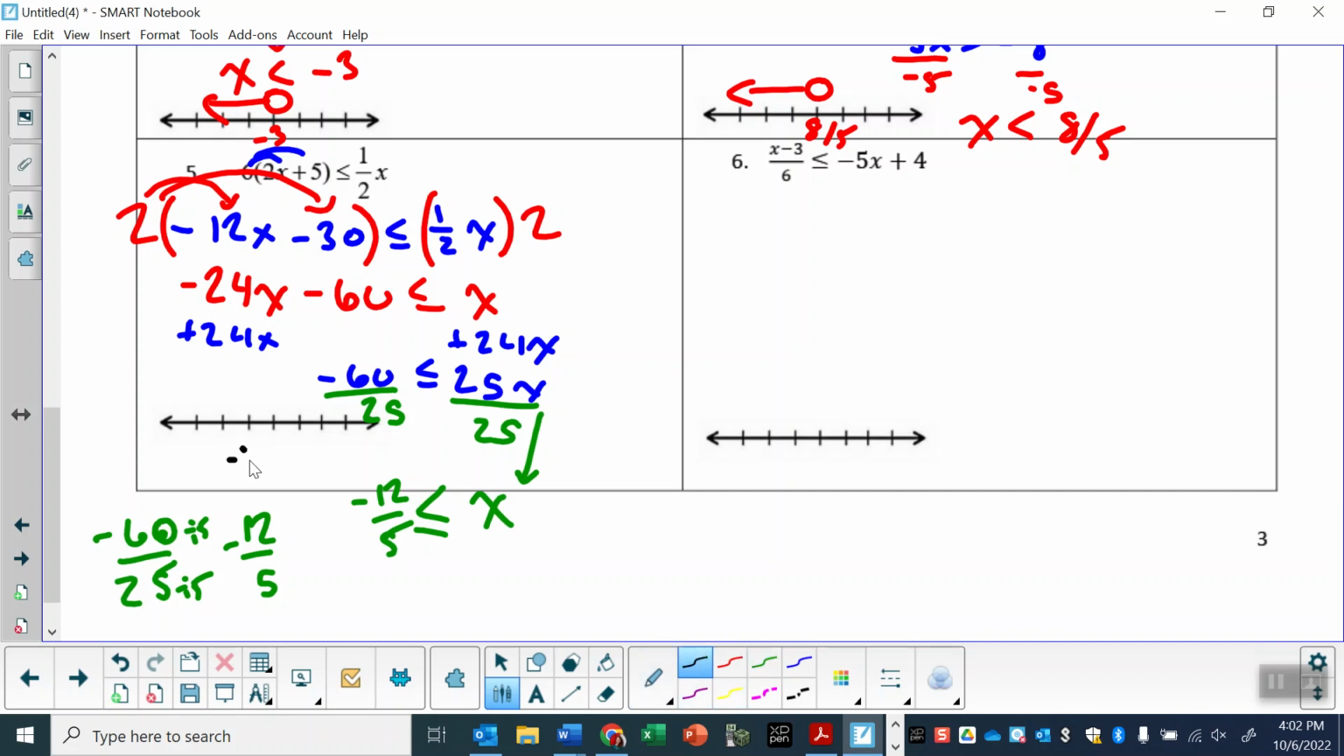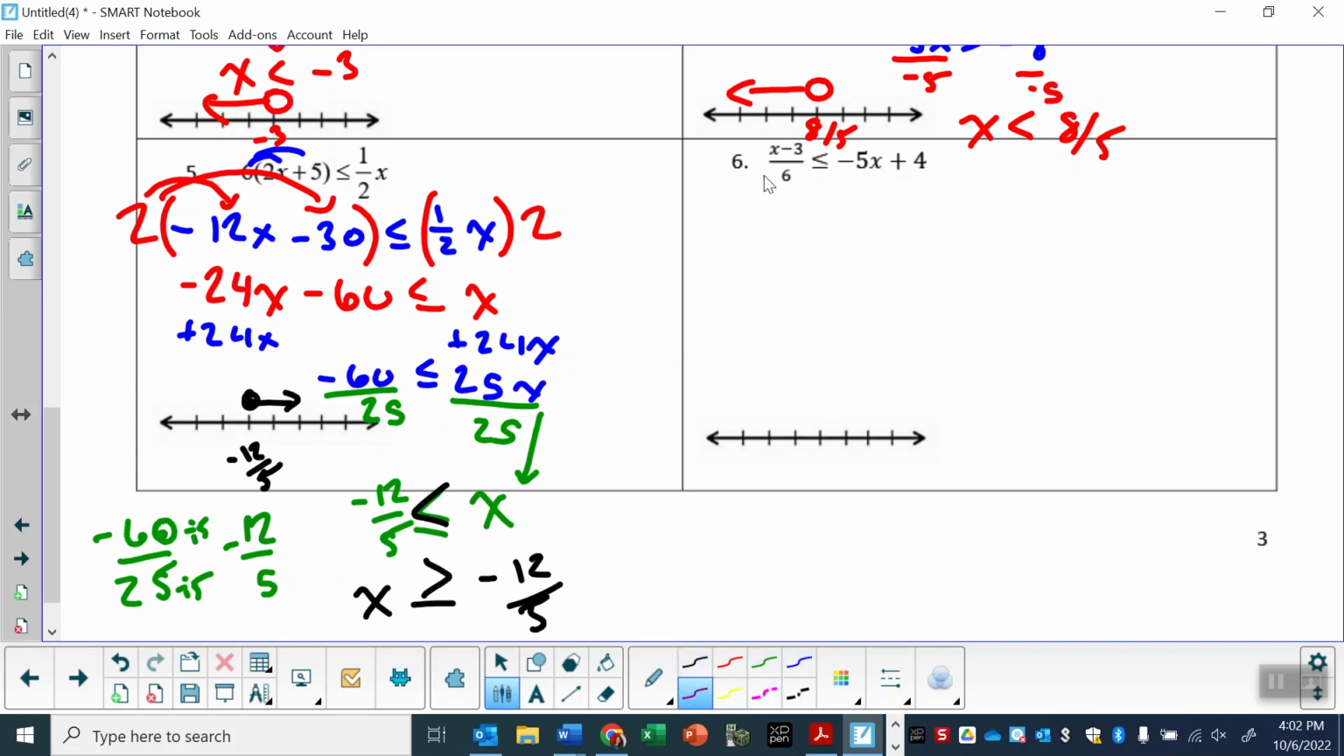Go ahead and put negative 12 over 5 on your number line. Closed circle, arrow to the right. Make sure you remember, if you're going to write x first, this sign needs to switch as well. This sign still needs to open up towards the x.